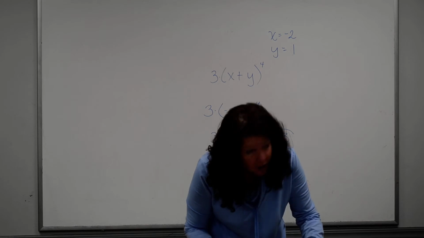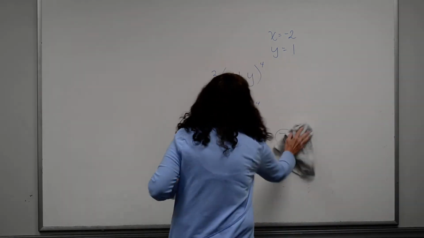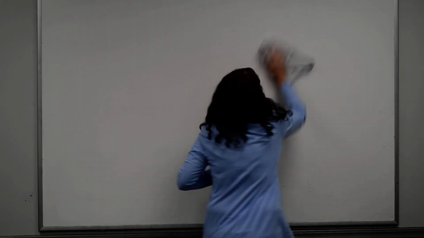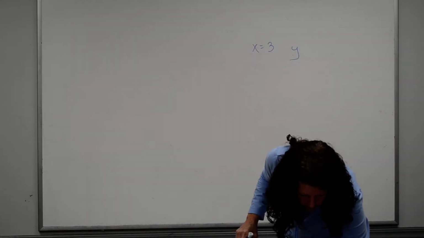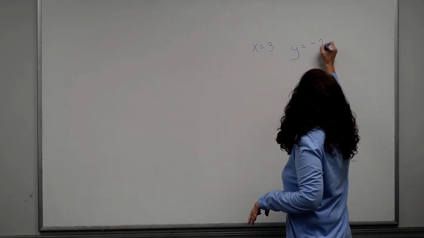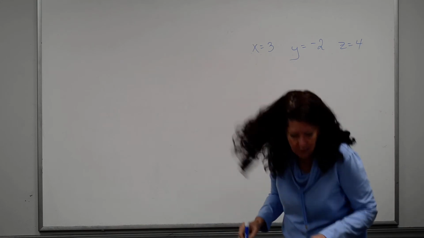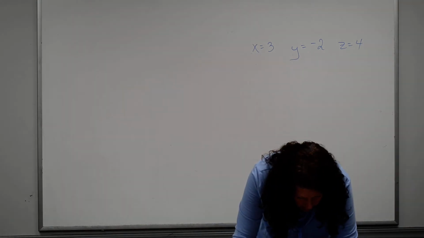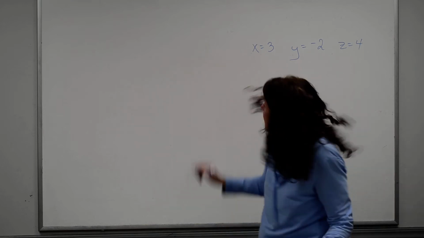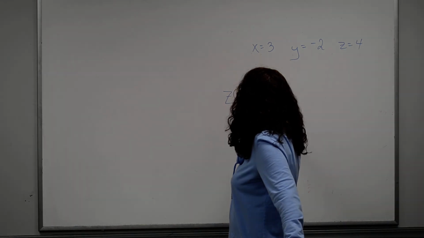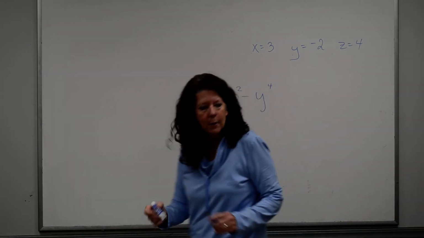All right, I'm going to give you one more to do like that, and then we're going to move on to the next section. Okay. X is 3, Y is -2, and Z is 4. And you're going to evaluate Z to the 2nd power minus Y to the 4th power. See what you can come up with.